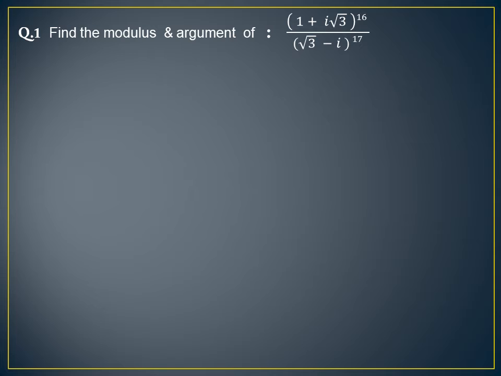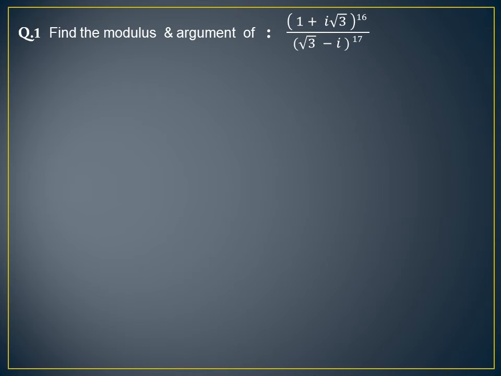Okay, so let's solve one example to better understand all the concepts that we just looked at. We have to find the modulus and argument of (1 plus i root 3) raised to 16 upon (root 3 minus i) raised to 17. Let us assume that the numerator is represented by z1 and the denominator by z2. If you observe both the terms, you'll notice that they are expressed in the Cartesian form. So let's first start with the numerator.